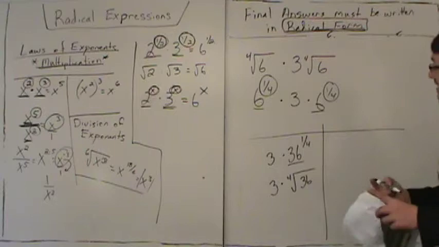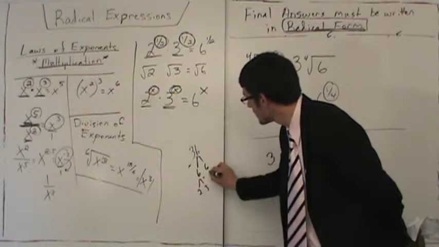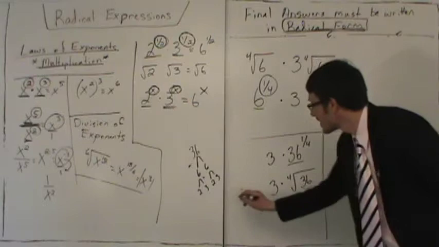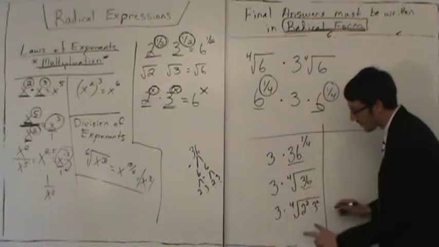Now, are we done? No. We can take the 36 and break it down. 36 is 6 times 6, which is 2 times 3, 2 times 3. So we're going to write this as 3 times the 4th root of, there are 2 2s and 2 3s. So 2 squared times 3 squared. And notice, can we reduce? Notice you see that this is 2 fourths. This is 2 fourths. We can cancel. We can divide the exponent and the index by 2.